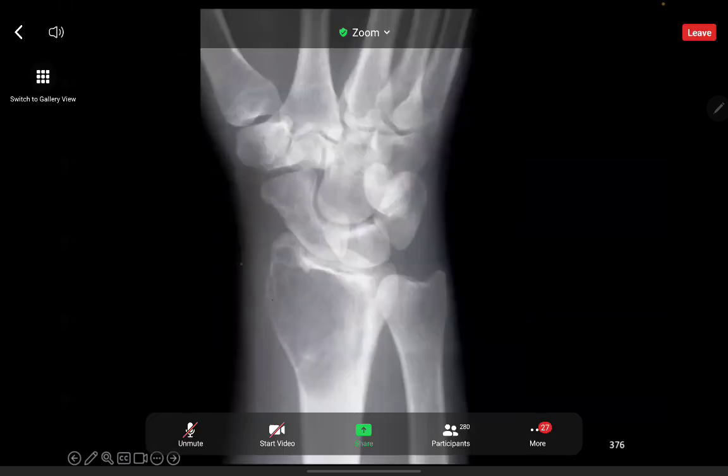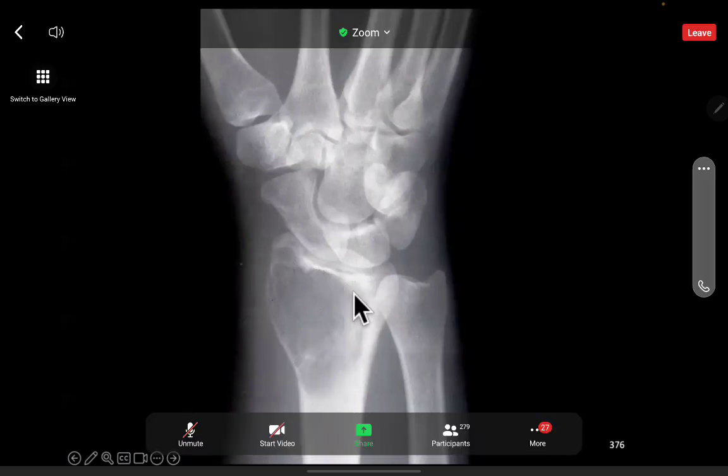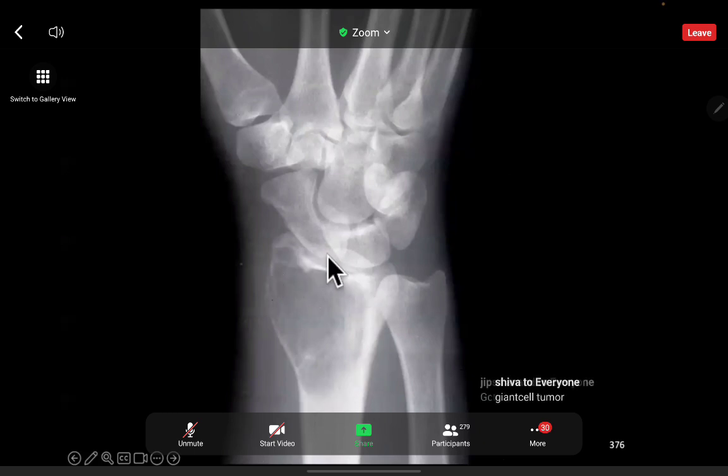So here's another giant cell tumor, which is in the epiphysis of a fused skeleton. Okay, giant cell tumor. Exactly the same pathology, but in a different location.